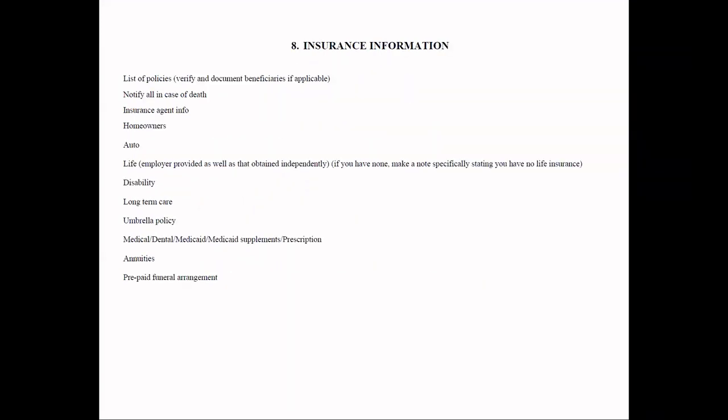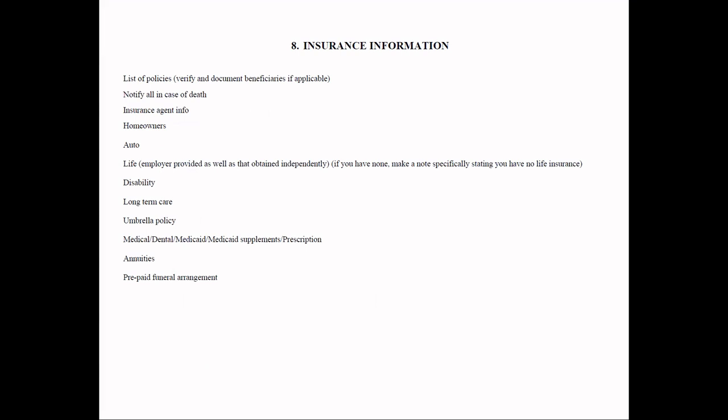Okay, you want to document, of course, all your insurance information. List all the types of policies you have, whether it be homeowners, umbrella, you may have a boat policy, of course auto, and you may have several different life insurance policies. You may have one from your employer, hopefully, or one you had when you were younger. You may not need life insurance when you're older. One outside of your employer, so you may have two or more.